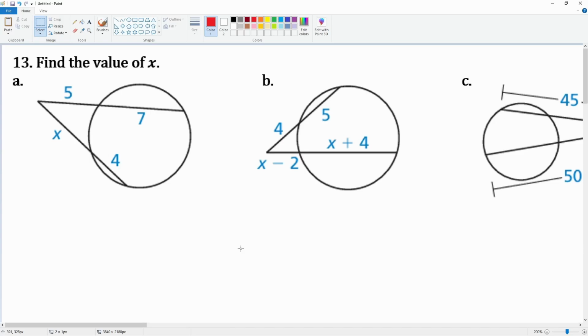All right, let's look at question 13. You're going to find the value of x. Notice that both of these segments that are coming are secants, okay? And we're asking to find the lengths. So the way you want to think about it is that each secant has a small part and a long part. The small part here is 5, and the long part is 5 plus 7.